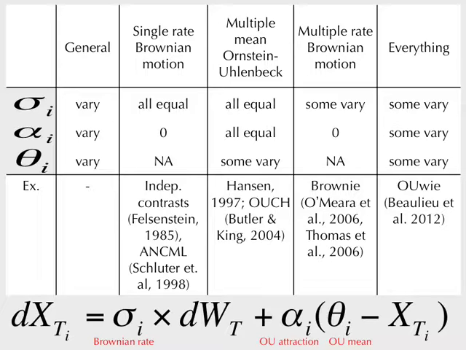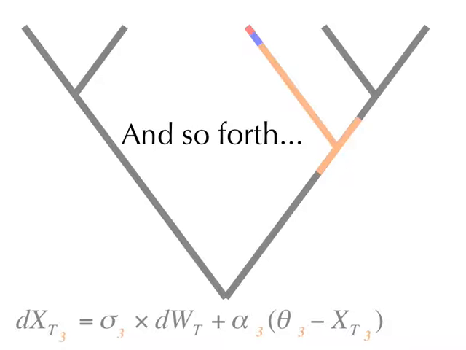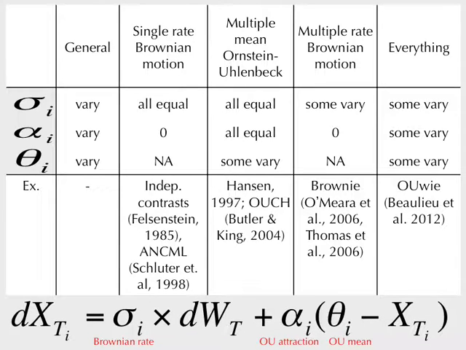This single model I've used a lot of the time. We're going to talk about doing independent contrasts later on, which essentially use this model. And one nice thing is because of the central limit theorem, if I'm assuming these changes up the tree are independent and identically distributed, eventually it'll become a Brownian motion model. Even if I have those colors changing randomly on the tree, with different sigmas and alphas, they'll eventually become Brownian motion. So Brownian motion is really cool and powerful. You end up there eventually.